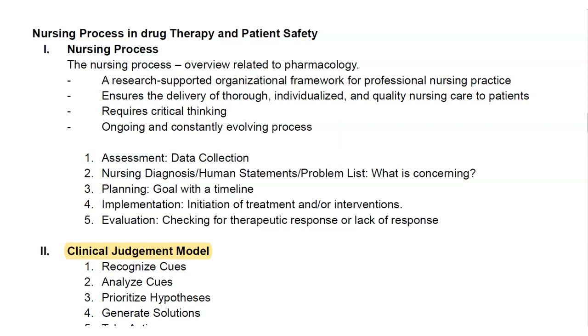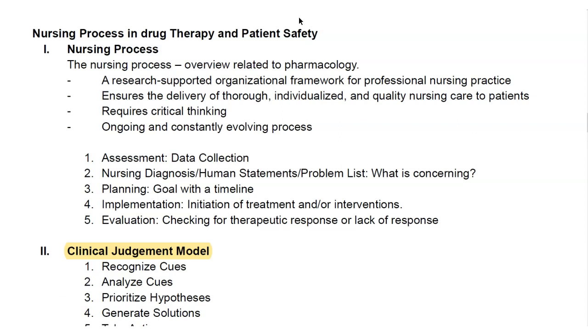All right, nursing process in drug therapy and patient safety. The nursing process includes 5 steps. You have assessment, nursing diagnosis, planning, implementation, and evaluation. So what is the nursing process? The nursing process is basically a research-supported framework, or organizational framework, for professional nursing practice. This ensures that we deliver thorough and individualized quality nursing care to patients. So it basically provides a standard, right? A framework that we have to follow to ensure that we're giving the best care possible.